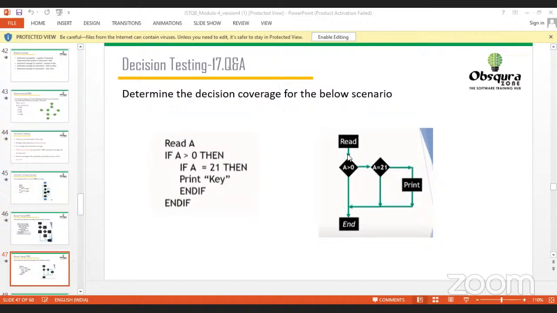So how can you accommodate all the green lines? When you take this single path, it won't accommodate these lines, right? So we have to consider this, but it won't accommodate this one. So we have to consider this. So 1, 2, and 3. So 3 paths are required to consider all these. 3 paths are required for the full decision coverage.